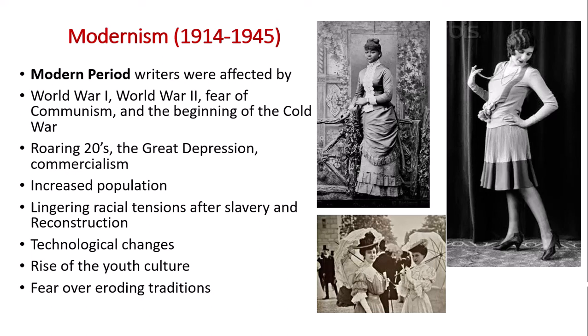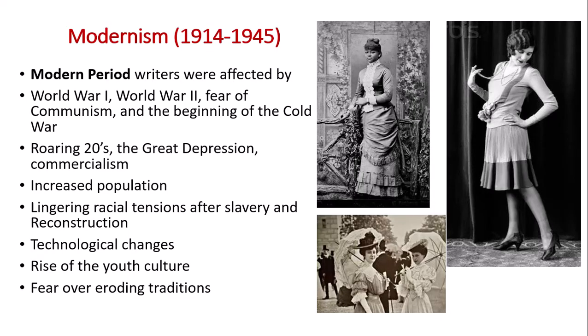Prior to this point, you have children and you have adults, but here you sort of have the idea coming up, particularly with the car, of teenage, the life of a teenager. More education. I don't have that in here, but that's a very large change. Progressivism, we have less children working. So more education, less child labor, but also the fear of eroding traditions. And some of the writers are pushing for these traditions to be erased, and some of them are going to be kind of anxious and worried about it.